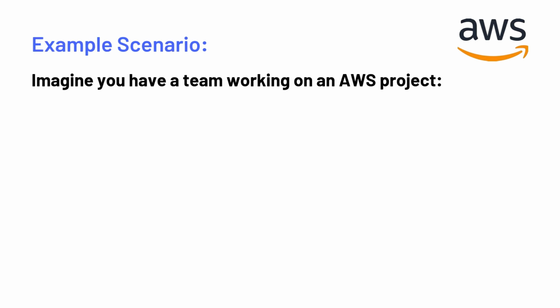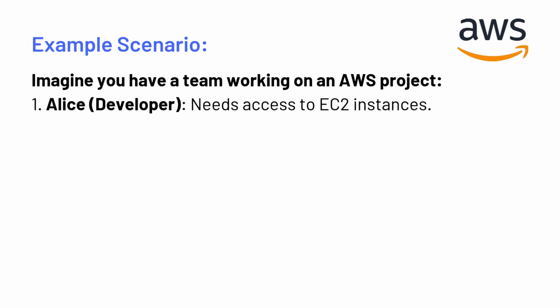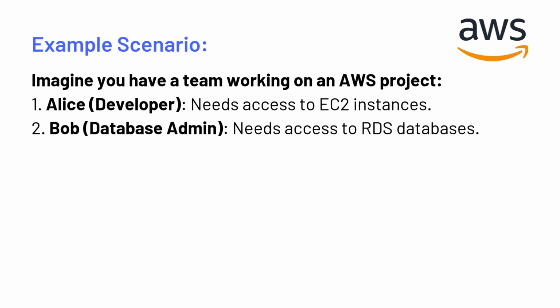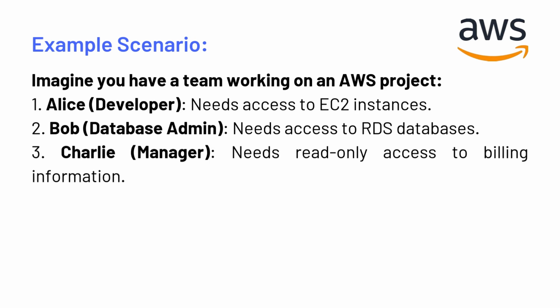Example scenario. Imagine you have a team working on an AWS project. 1. Alice, developer, needs access to EC2 instances. 2. Bob, database admin, needs access to RDS databases. 3. Charlie, manager, needs read-only access to billing information.